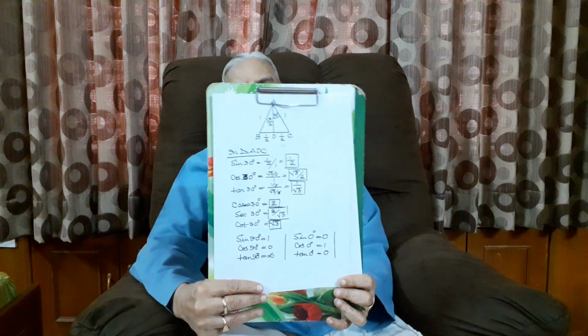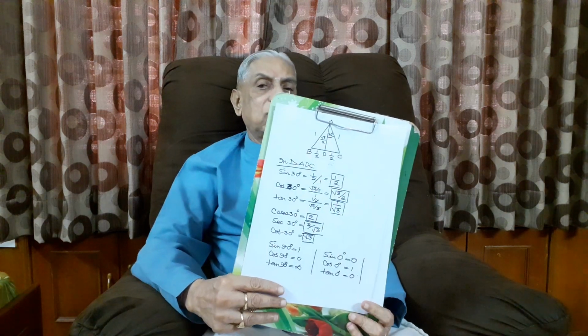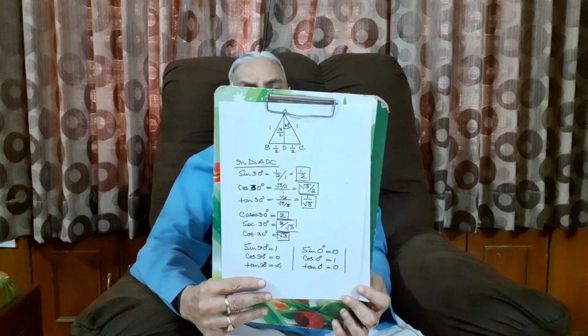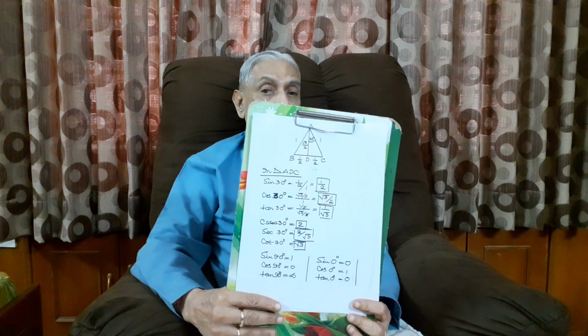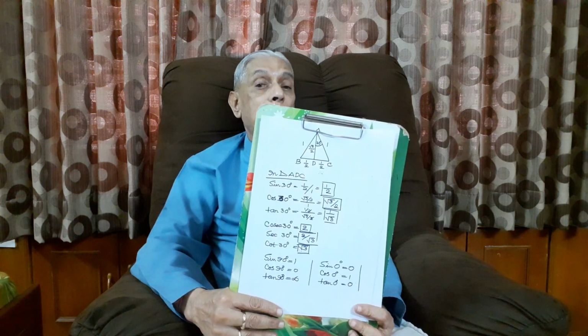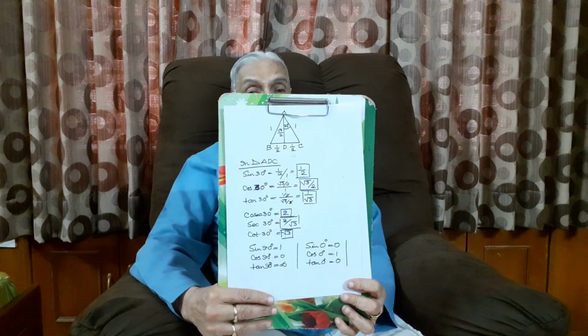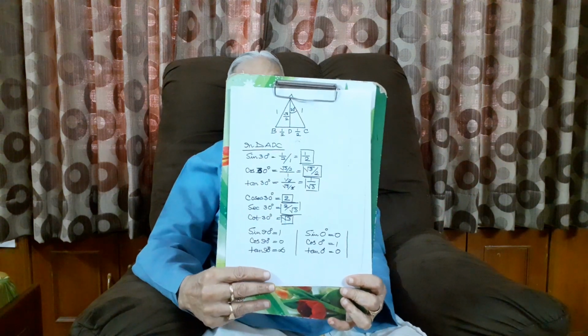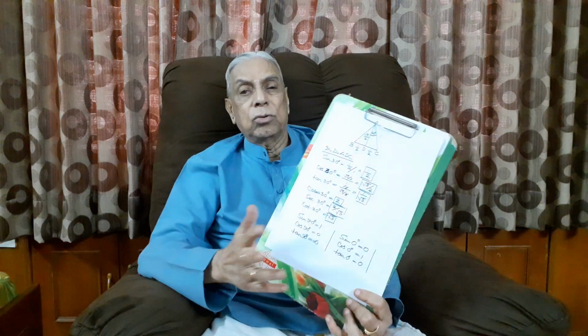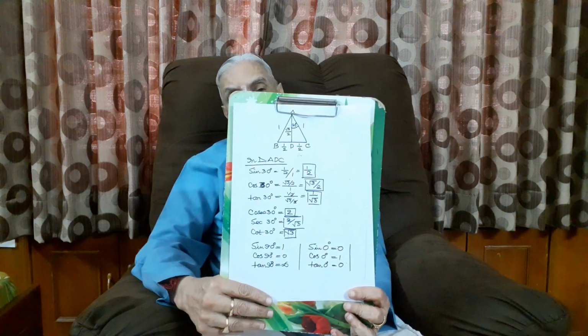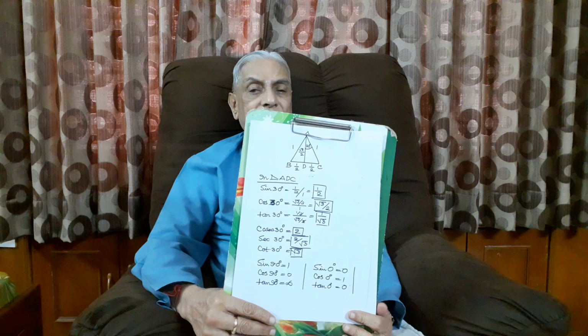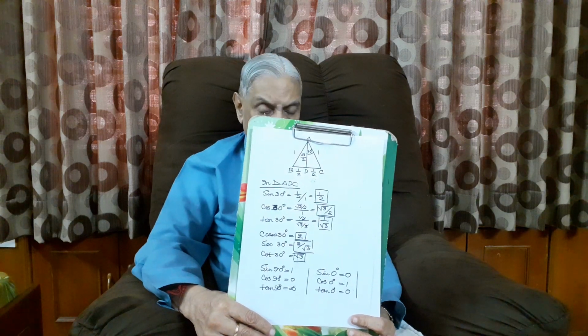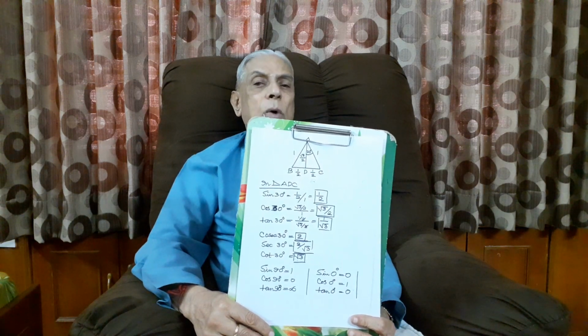What is sine 0? Sine 0 is 0. Cos 0 is 1. You must understand everything. The values should be on your tongue. Sine 0 is 0, cos 0 is 1, and therefore tan 0 is sine 0 by cos 0. That is equal to 0, since 0 by 1 is 0. I hope you understood. Sine 0 is 0, cos 0 is 1, therefore what is tan 0? That is 0. That is how everything is done.